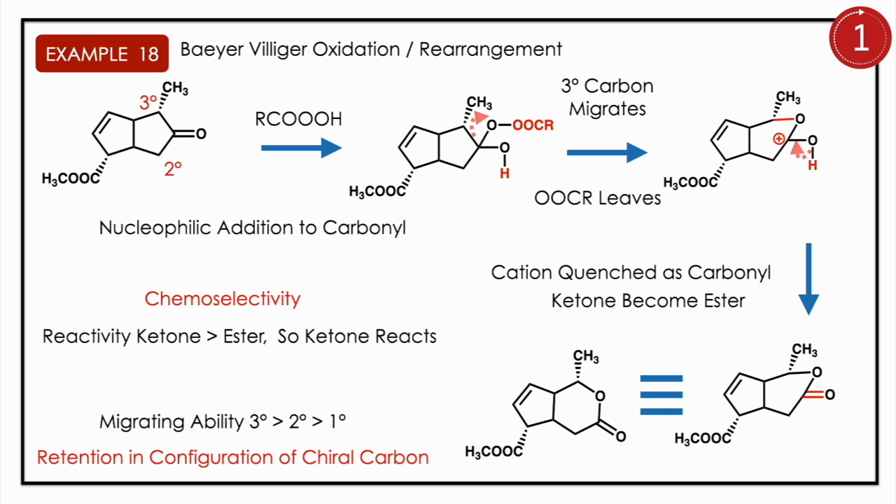The migration leads to the cation near the alcohol. It is quenched as a carbonyl. So the final product, if you look at it, is a lactone with a methyl group with retention of configuration. So the methyl doesn't change its configuration. Starting material and product both have the same chiral carbon. Baeyer Villiger oxidation happened. The concept you have to learn here is ketone is more reactive than ester. Baeyer Villiger oxidation prefers the ketone.